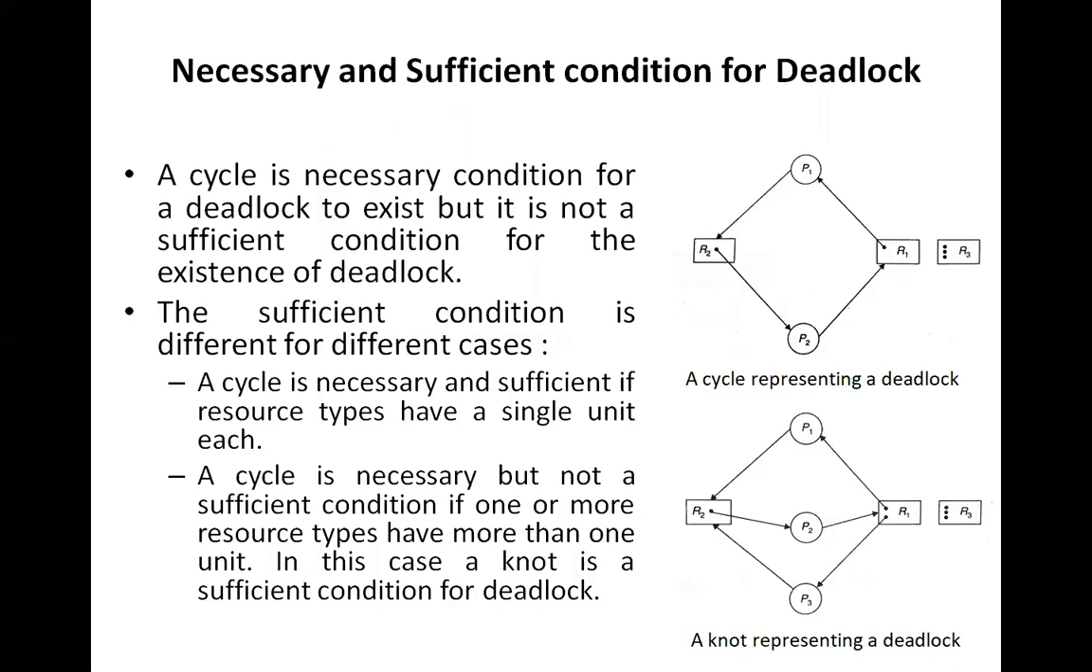But if the graph shows no cycle, it represents a state that is free, the system is free from the deadlock. On the other hand, if the graph contains a cycle, the deadlock may exist. It may exist, it may not exist, depending upon certain conditions. So just the presence of a cycle in a resource allocation graph may be a necessary condition, but it is not a sufficient condition for the existence of the deadlock.